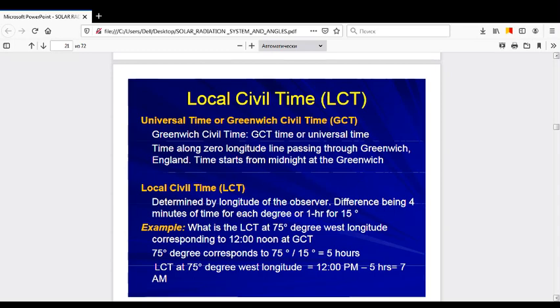Example: what is the LCT at 75 degrees west longitude corresponding to 12 noon at GCT? So 75 degrees divided by 15 degrees, because this is the local civil time, gives 5 hours. LCT at 75 degrees west longitude for 12 pm is 5 hours earlier, that is 7 am.